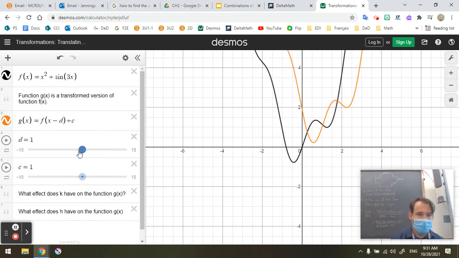Same function. Now I'm going to set these sliders to 0. What do you predict is going to happen when I set these sliders to 0, if d is 0 and c is 0? What has happened here?